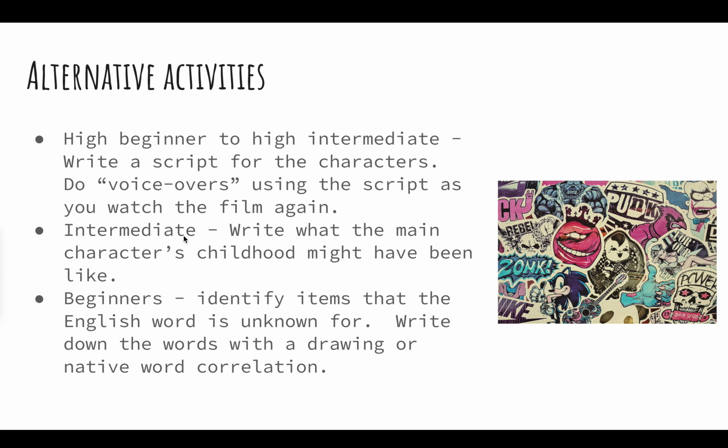Another activity you could do with your intermediate tutee is to write what the main character's childhood might have been like. I'll show you a bit of the film and it will make more sense because we see pictures at the beginning of the main character growing up. So you could use those pictures to create a story about his imagined childhood. So you could talk about it in the past tense if that's a tense you've been working on.